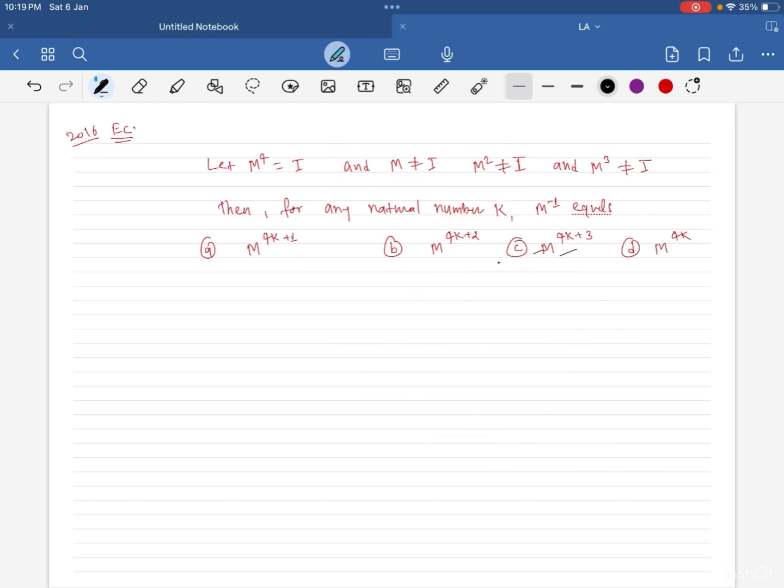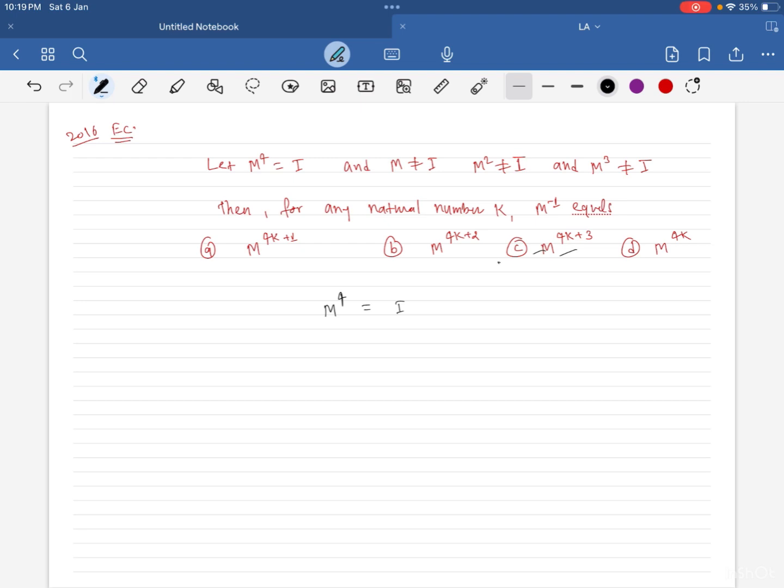So this question is from 2016 AC. We are given that m to the power 4 is the identity matrix, and this m is not an identity matrix, and not even m square or m cube. Then for any natural number k, m inverse equals to what? We are given that m to the power 4 is equal to identity, right?